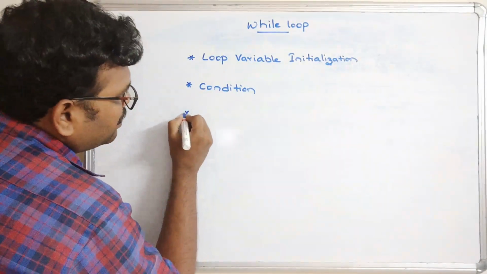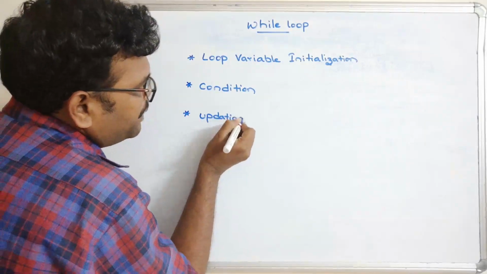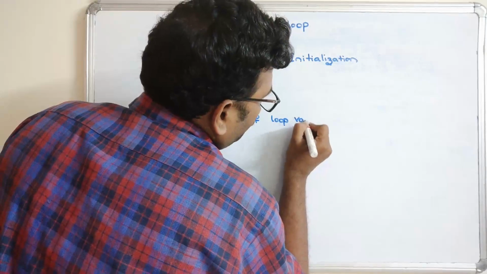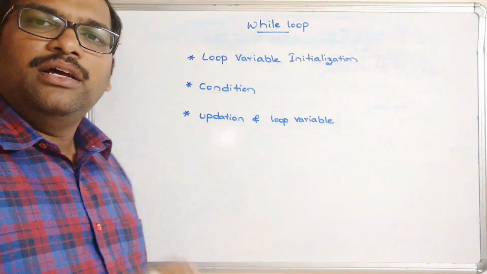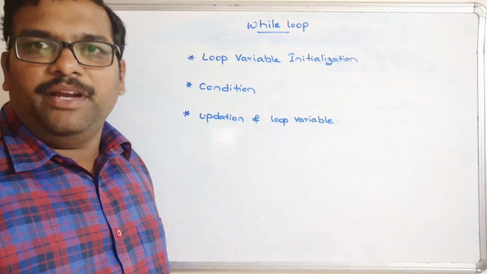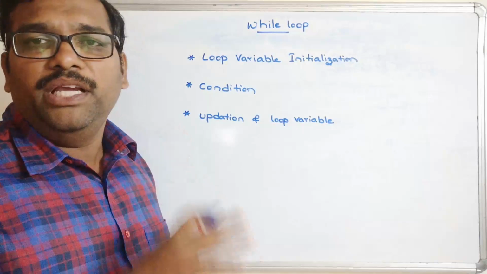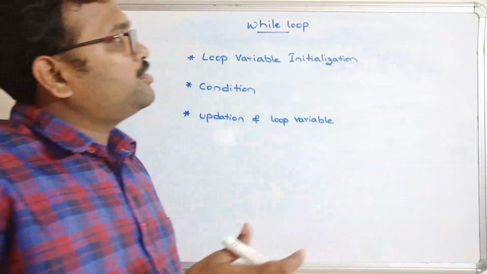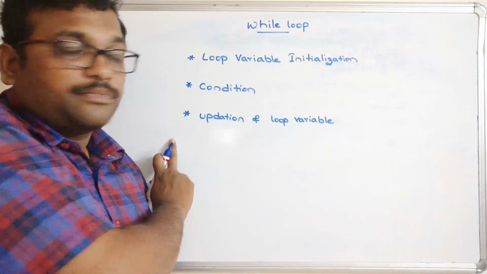And the third one is updation of loop variable. After every iteration, this loop variable should be updated. It may be incremented or decremented, but that updation should be done. So for both iterative statements, for loop or while loop, we have to follow the same thing.